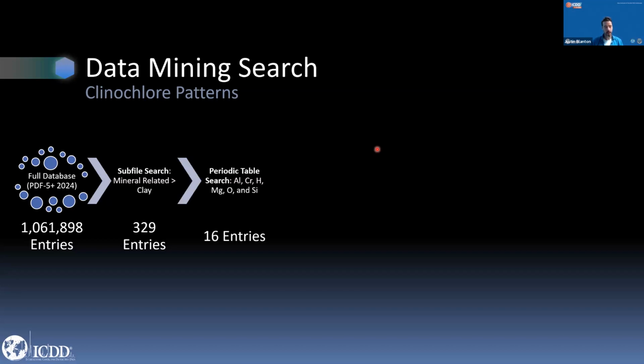Now, once we add our periodic table search, so we had our 6 elements that were taken from the XRF analysis, now we're down to just 16 entries. So using these 2 highly targeted searches, we're now down to a fairly manageable subset of entries. And we could probably just stop here and start combing through these 16 entries to look at the data and analyze it. But I'm going to go further and show you what happens when you use those additional searches.